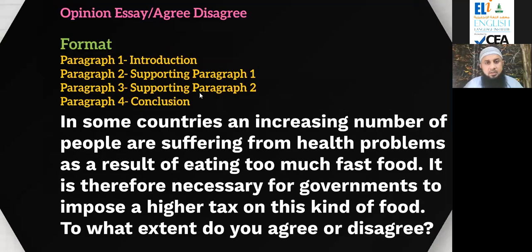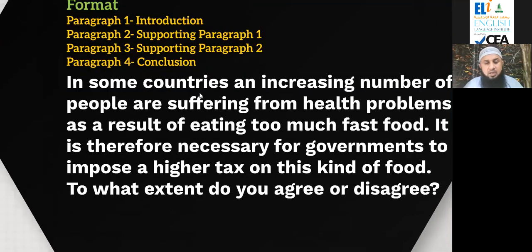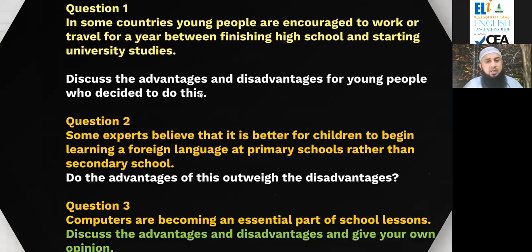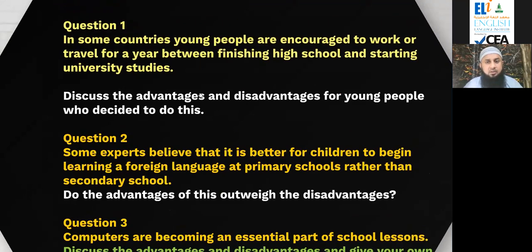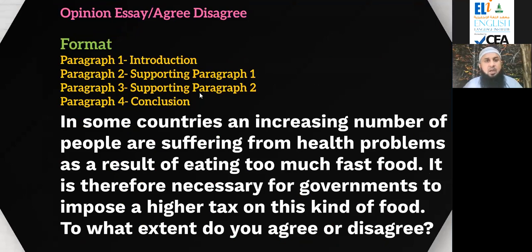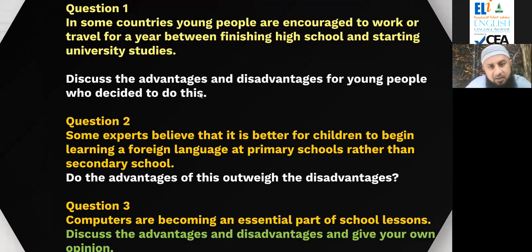So the format is this. Now, such questions: agree, disagree, or advantages and disadvantages questions. After agree, disagree, where is the... okay, so one slide is missing. Anyway, then we have advantages and disadvantages questions. They are tricky questions again. There are 3 ways they ask you this type of question in IELTS. 3 ways.